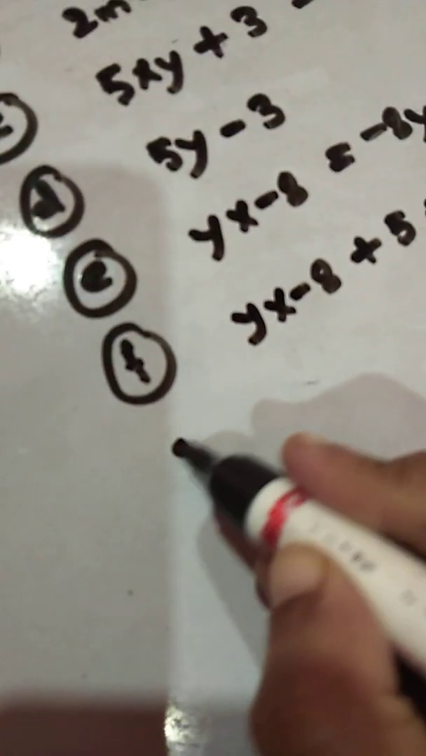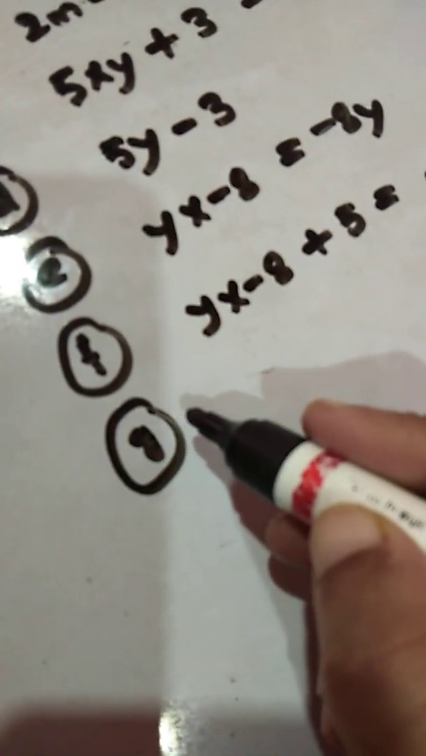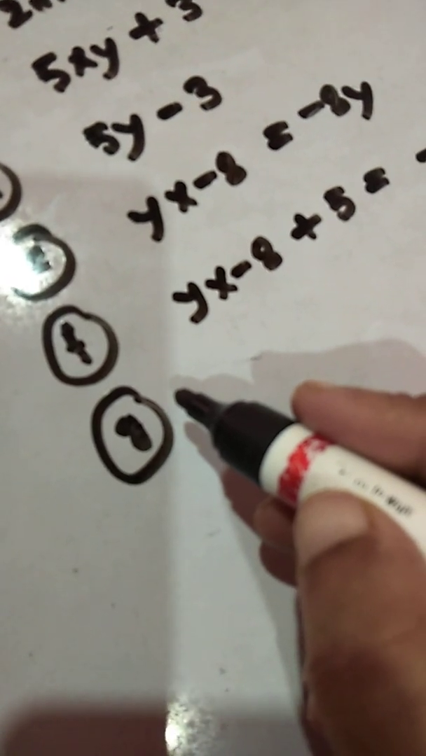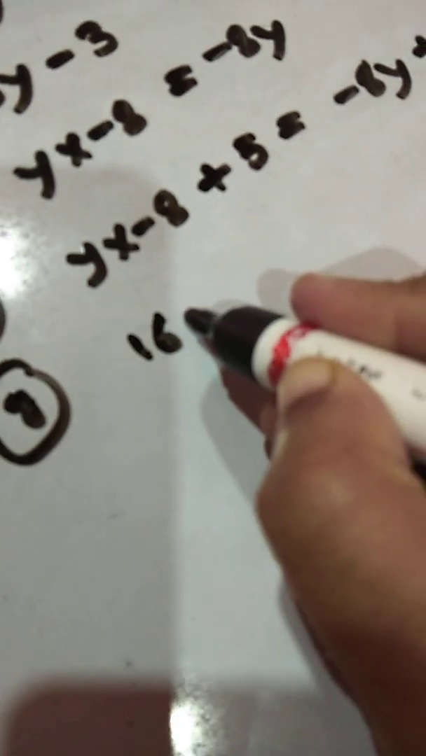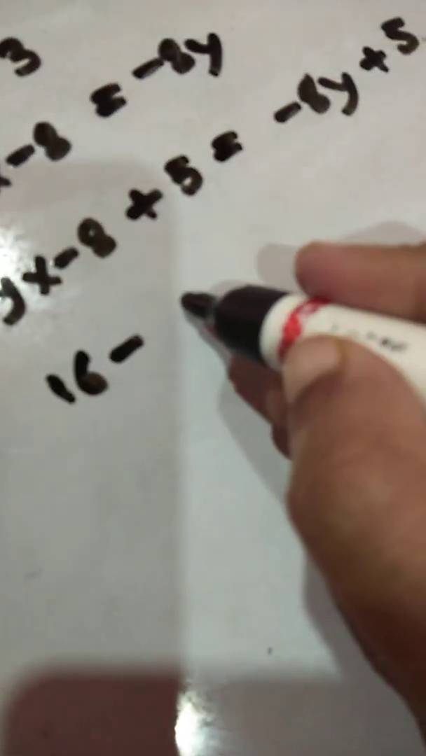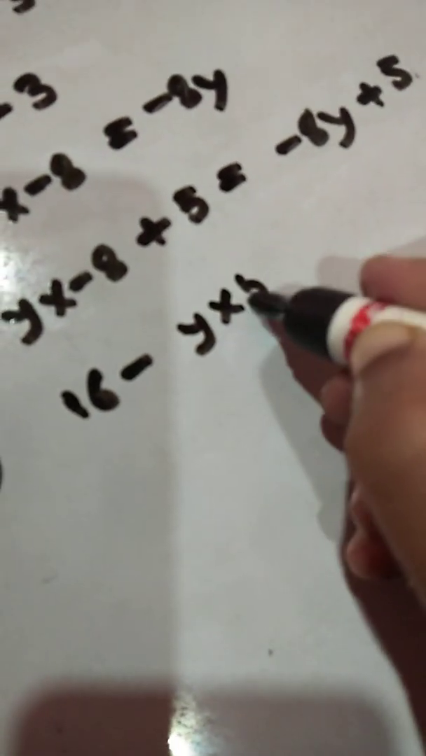Now what is G? Y is multiplied by 5 and the result is subtracted from 16. From 16, that means from 16 what we have to subtract? We have to subtract the product of y into 5. So the final expression will look like 16 minus 5y.